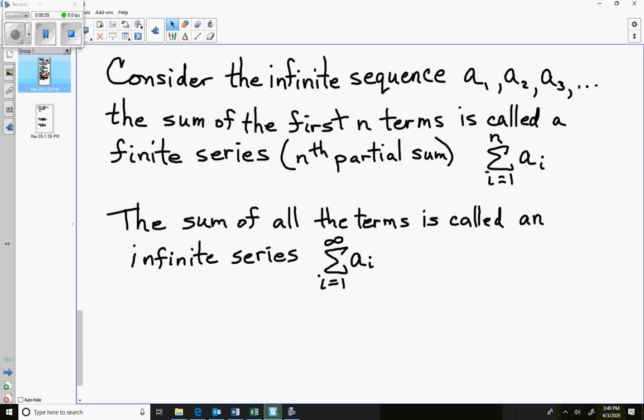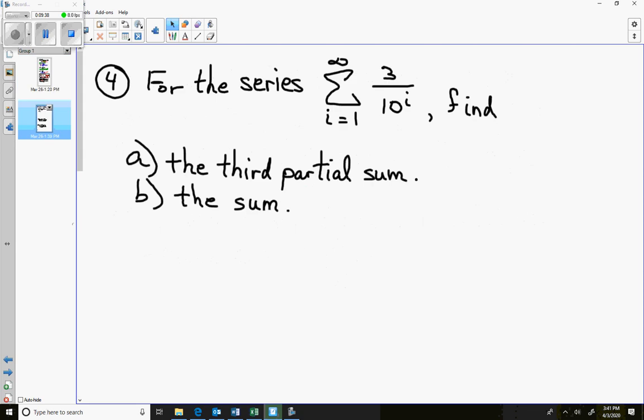Series is telling us that we are going to sum up that sequence. All right, so the sum of all the terms is called an infinite series. Okay, so if we were to do all of them, the example there is i equals 1 to infinity of a sub i. The examples for this are actually on the next page, so let's turn it over.